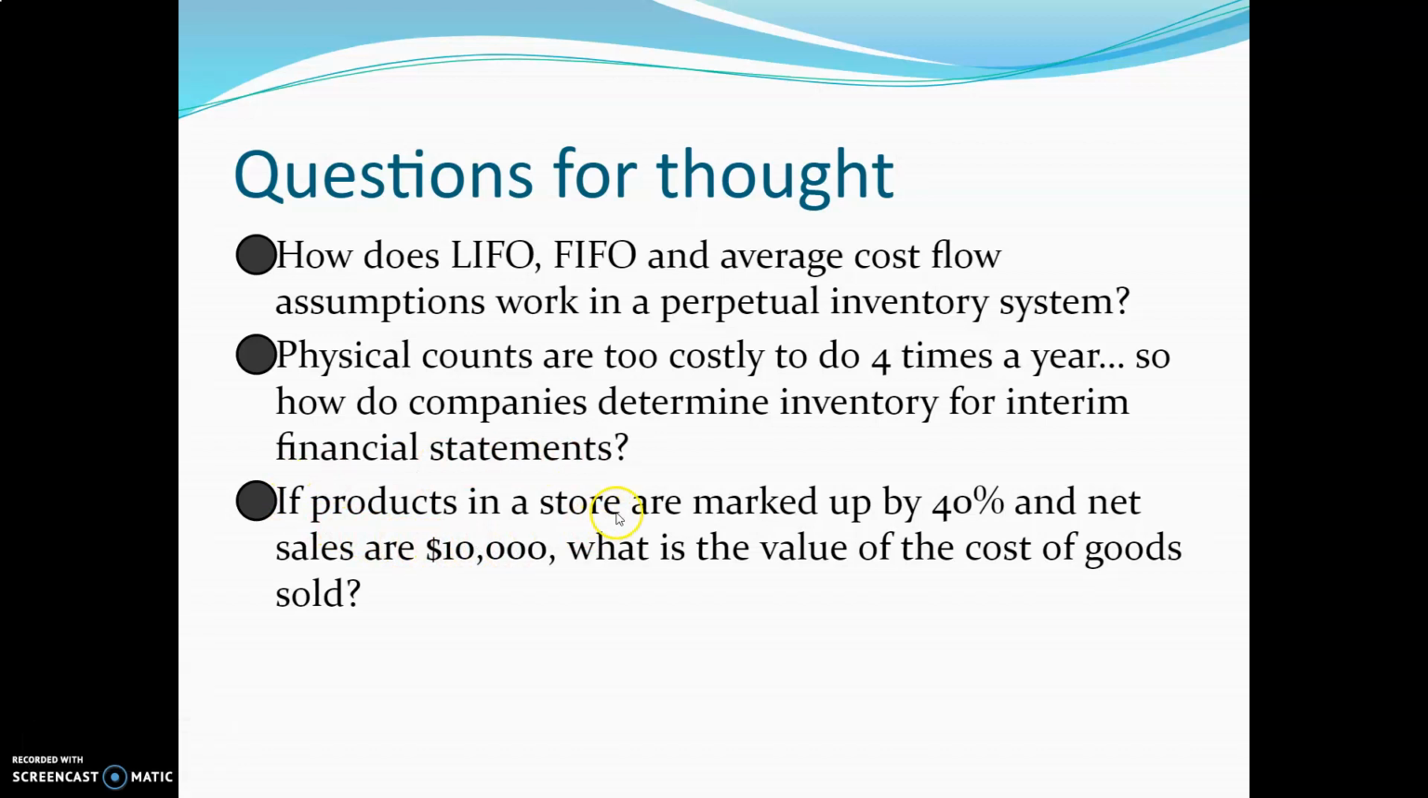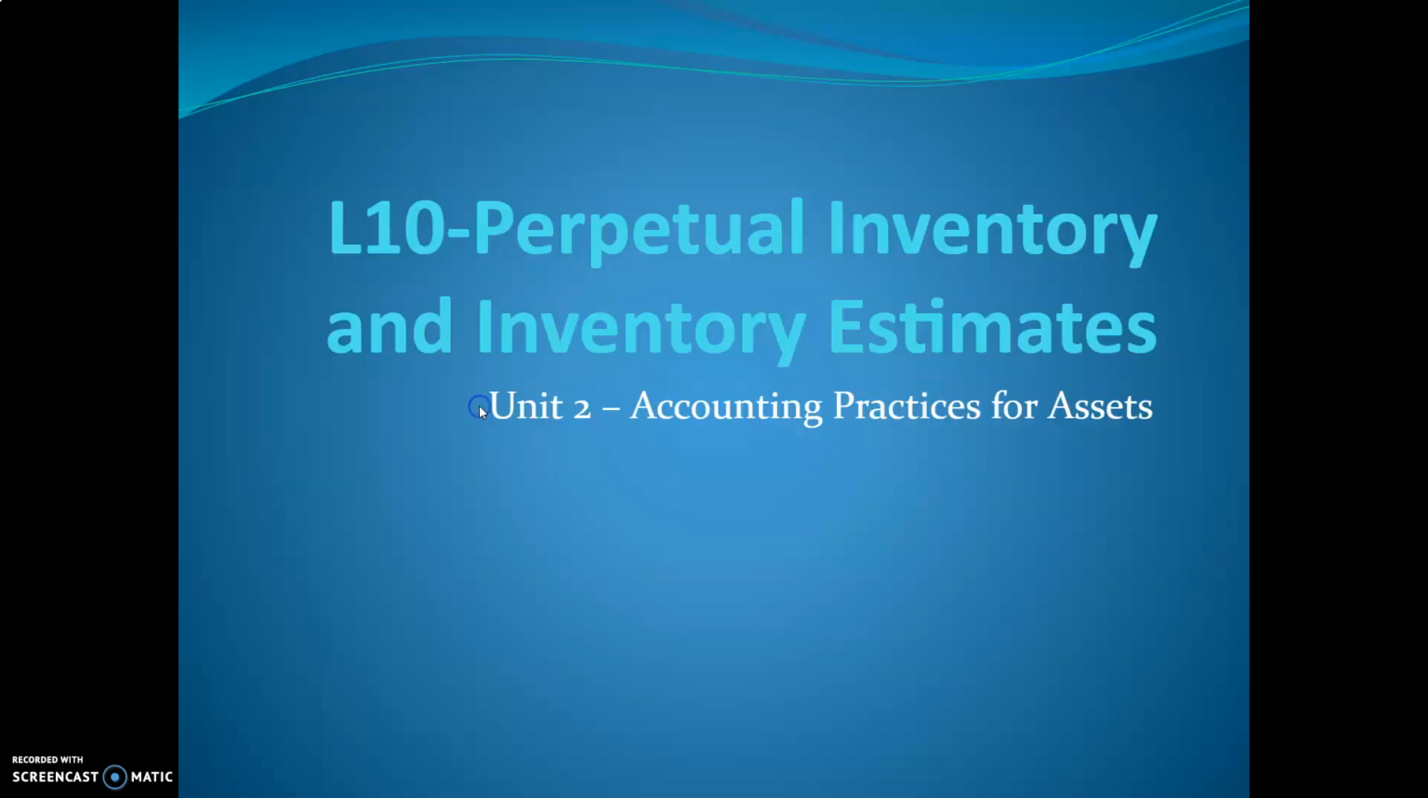If products in a store are marked up 40% and net sales are $10,000, what is the value of the cost of goods sold? And this last little bit gives you a hint on how we actually end up doing those inventory for the interim financial statements. So let's jump right in. This is perpetual inventory and inventory estimates.